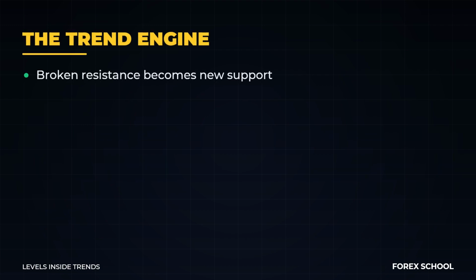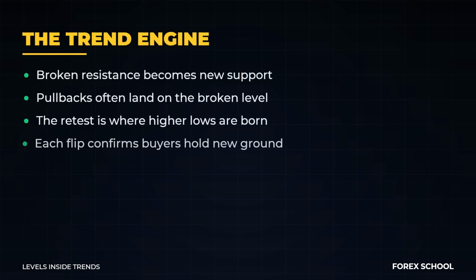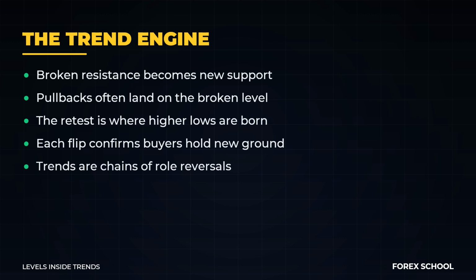Remember role reversal? When price breaks through resistance, that old ceiling often becomes the new floor. In a trending market, this happens over and over, in sequence. Each broken resistance becomes the support that catches the next pullback, and very often, that retest is where the next higher low forms. So the trend isn't magic, it's a chain of role reversals, each one confirming that buyers now own a level sellers used to defend. When you see a pullback approaching a freshly broken level, you're watching the market decide whether the trend continues.